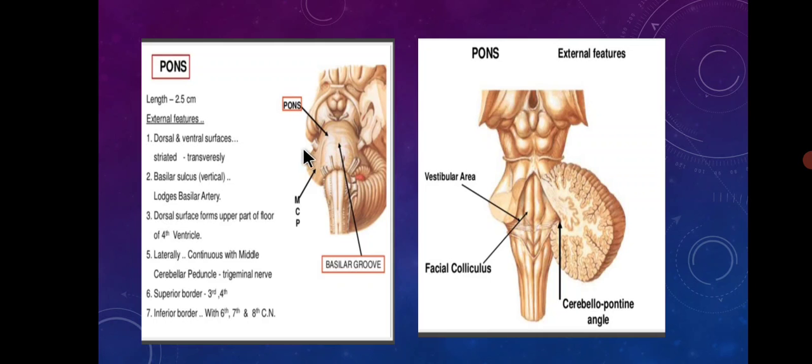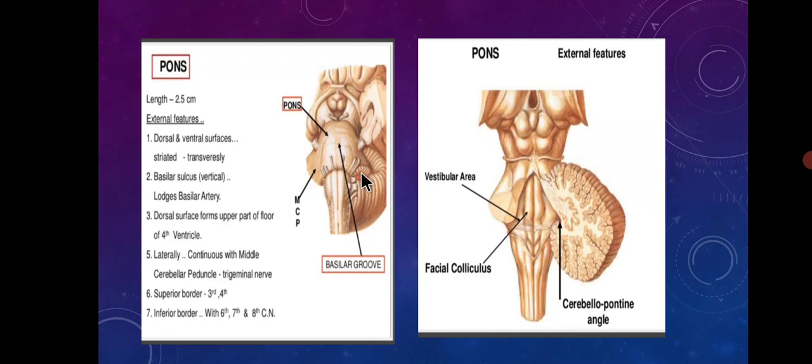Then the pons has a superior border. This is the superior border and this is the inferior border. On the superior border, two nerves emerge: the oculomotor and the trochlear nerve. At the inferior border, that is the pontomedullary junction between pons and medulla, three cranial nerves emerge from medial to lateral: abducent, facial and vestibulocochlear nerves.